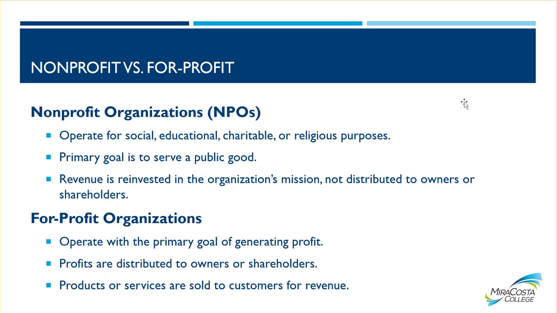For-profit organizations operate with the primary goal of generating profit. Profits are distributed to owners or shareholders. Products or services are sold to customers for revenue.